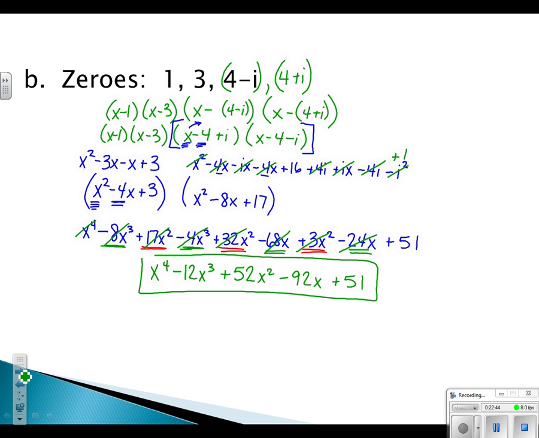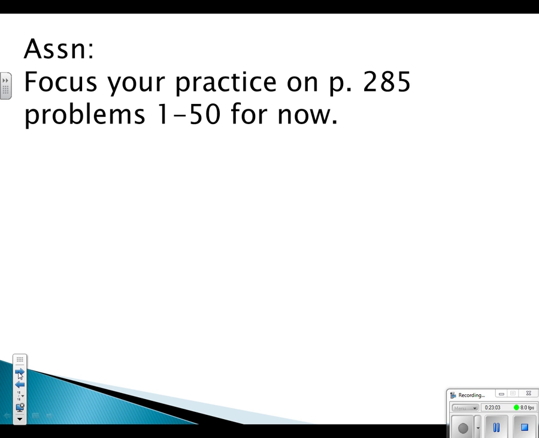There we go. Okay, so that ends part 1 for us. We'll go on and finish the last half of this section together tomorrow. So for right now, focus your practice on page 285, problems 1 through 50. That'll give you plenty of them to play with and find zeros and find polynomials back from zeros and so forth to get comfortable with what was in this section.